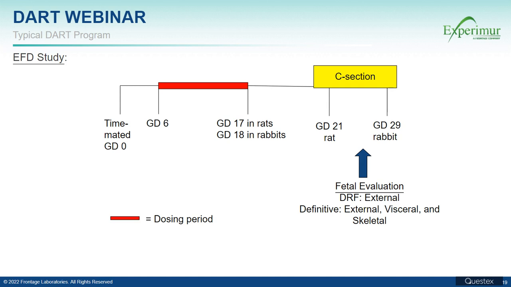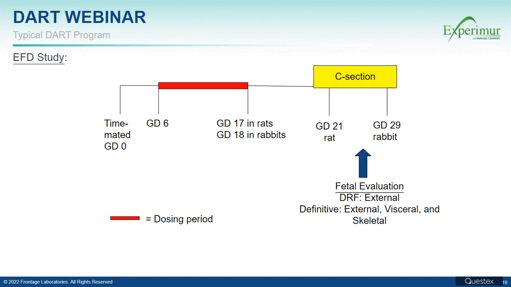We start dosing them on gestation day 6 at implantation and continue dosing them all the way to closure of the hard palate, which is gestation day 17 in rats and gestation day 18 in rabbits. Then we stop dosing and we evaluate the pregnant animals on gestation day 21 in the rat and on gestation day 21 in the rabbit.